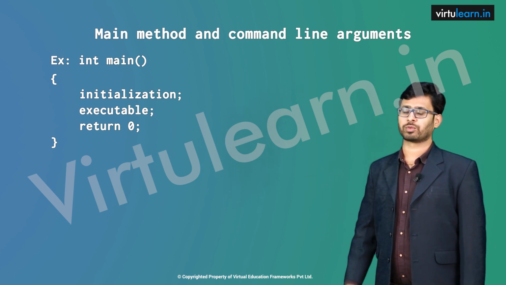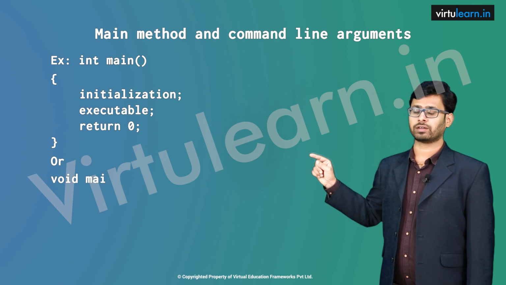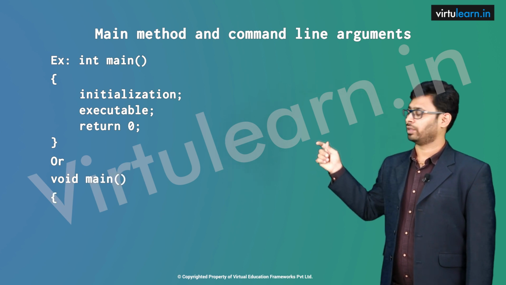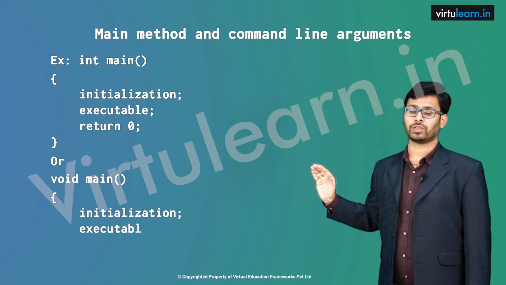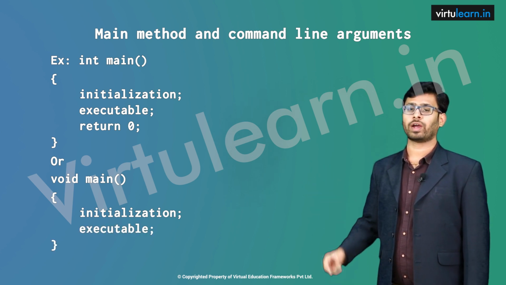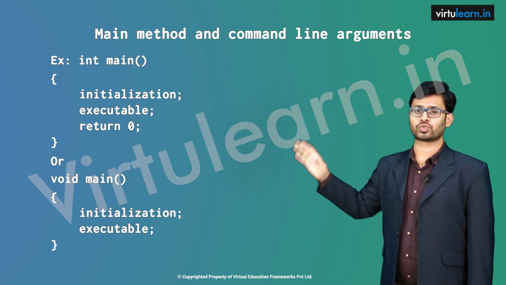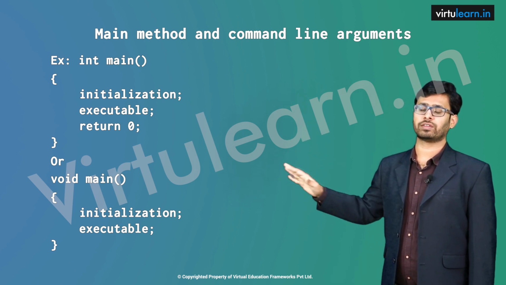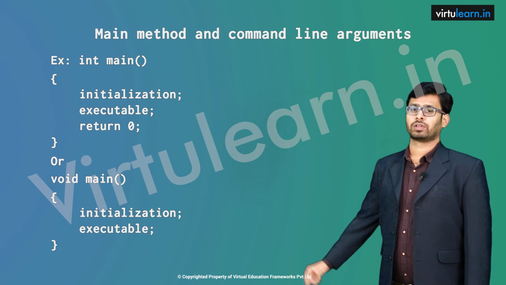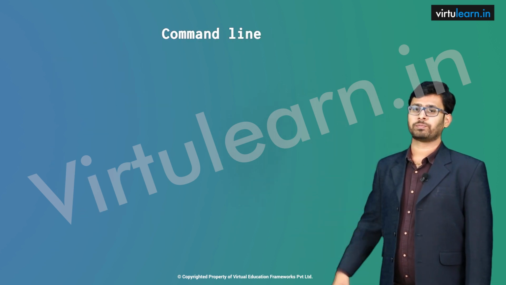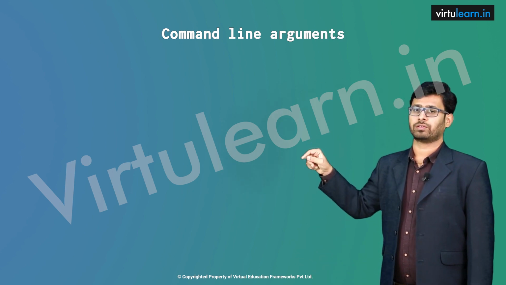Command line arguments. Under the main function you can write arguments. The arguments represented within main help us implement the concept of command line arguments. Let us see how we need to write this. int main, within the main we write int argc, comma, char *argv[].